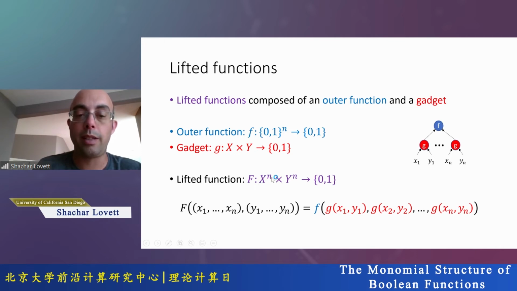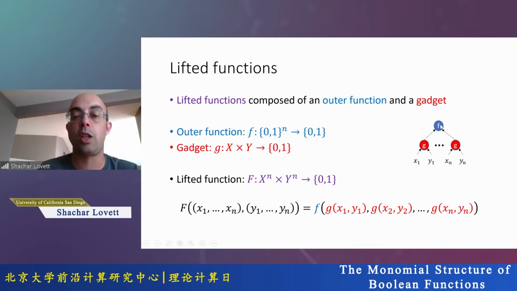So one player gets n copies of x inputs, like x1 up to xn. The other player gets y1 up to yn. And what they do to compute the matrix or the two-party function is the following. They apply the gadget on x1, y1, x2, y2, x3, y3, up to xn, yn. They get n bits, and then they apply the Boolean function on these n bits. So you can see in this diagram n copies of the gadget on x1, y1, x2, y2, and so on, and then we feed the output to f.